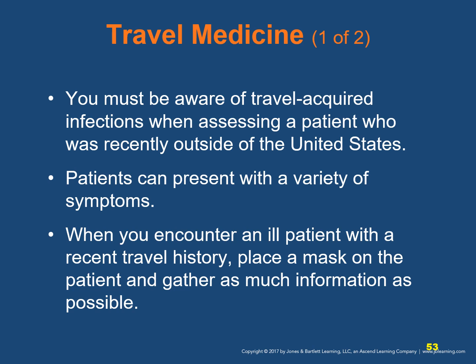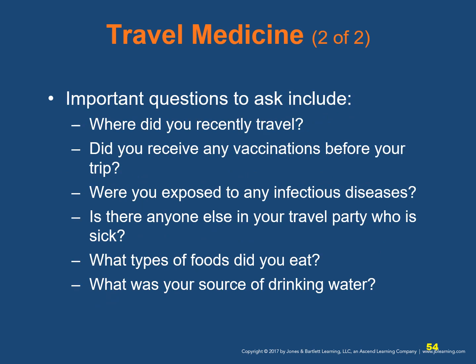When you encounter an ill patient with a recent travel history, place a mask on the patient and gather as much information as possible. Important questions to ask include: Where did you recently travel? Did you receive any vaccinations before your trip? Were you exposed to any infectious diseases? Is there anyone else in your travel party who is sick? What types of food did you eat? What was your source of drinking water? If you suspect the patient has a communicable disease, follow appropriate PPE precautions and notify the receiving facility.